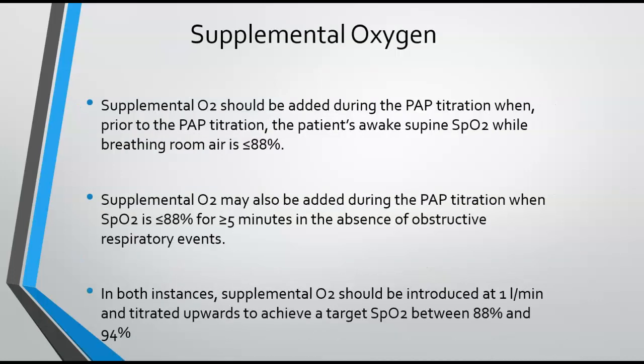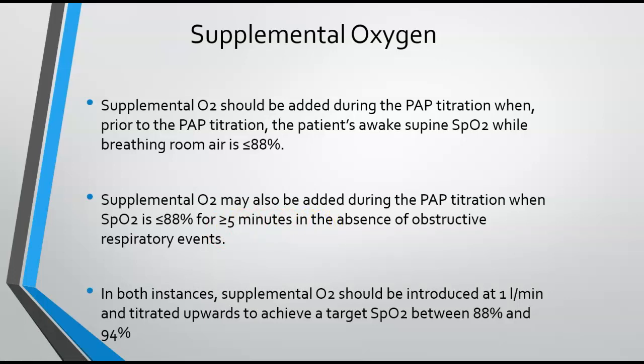So sometimes during titration studies, you may need to add supplemental oxygen. Supplemental oxygen should be added during a PAP titration study when, prior to the PAP titration, the patient's awake supine SpO2 while breathing room air is 88% or less, or supplemental O2 may also be added during the PAP titration when SpO2 is less than 88% for more than 5 minutes in the absence of obstructive respiratory events.